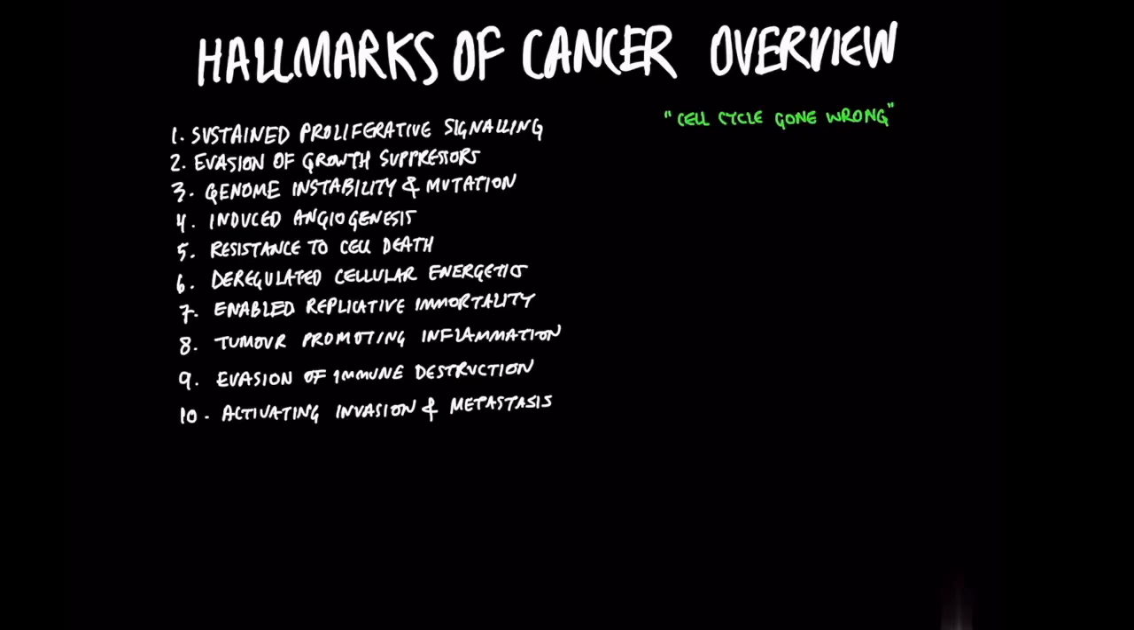Here is an overview of the hallmarks of cancer. To define cancer, a notable quote comes up that says, cell cycle gone wrong. So when the cell cycle goes wrong, we may encounter cancer. There are about 10 hallmarks, each of which characterizes a very important aspect of the definition of cancer, and these definitions have evolved with our understanding of this disease. So let's look at these one by one.